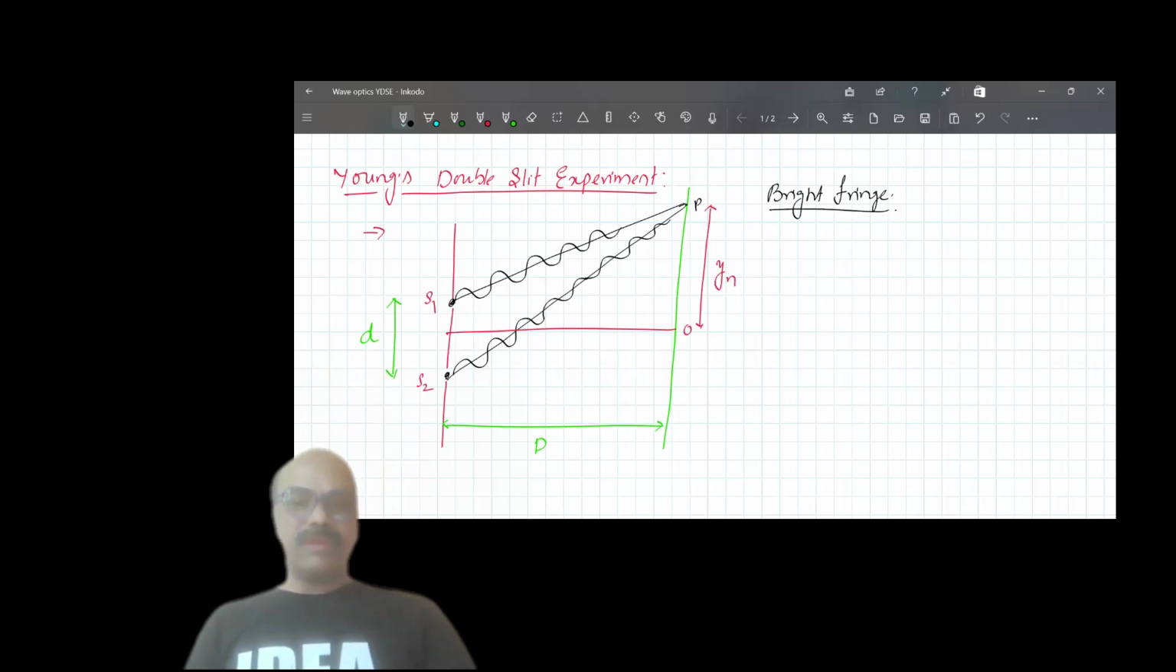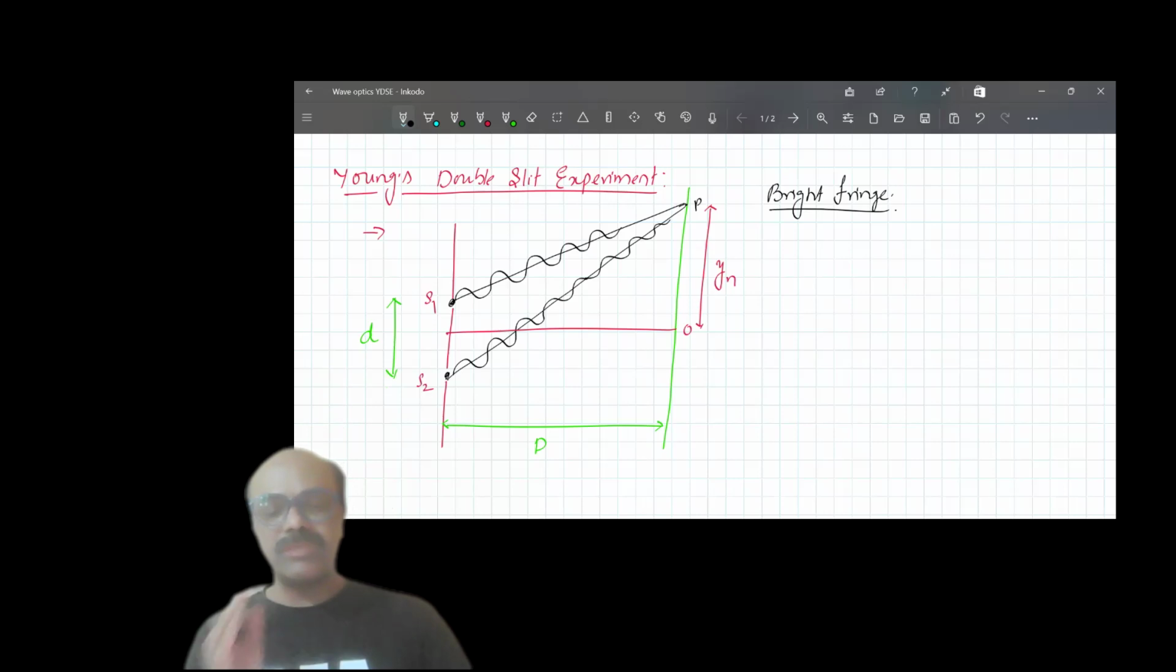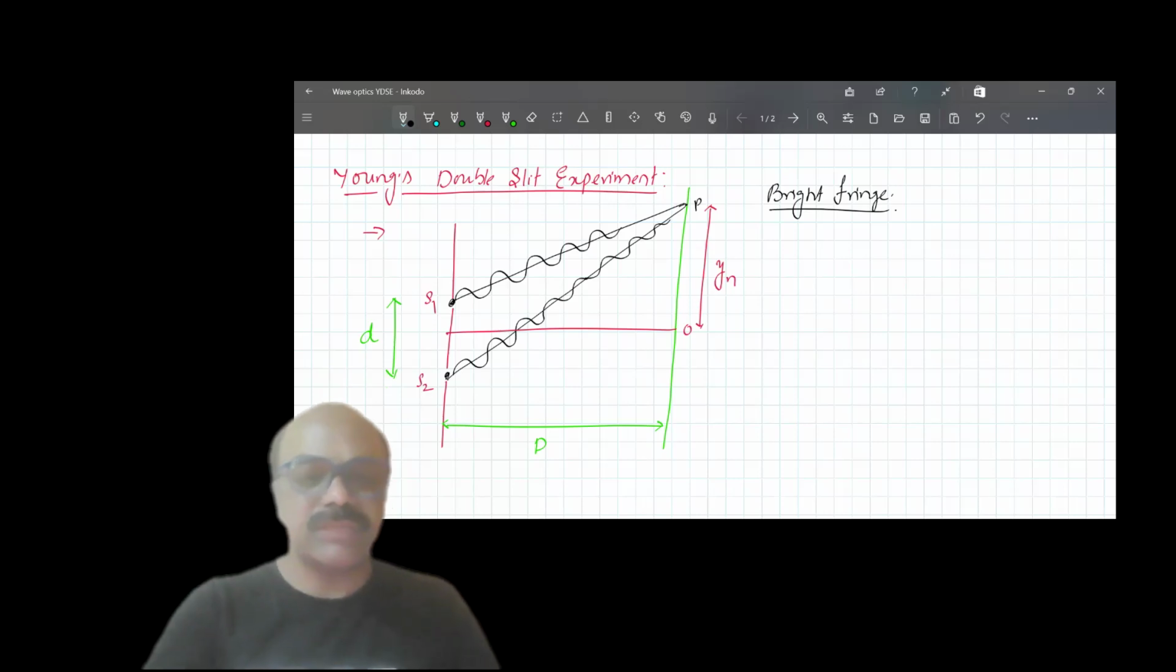A bright fringe means constructive interference. In waves, we know the crest and trough will come. The first wave crest overlaps with the second wave crest, or the first wave trough overlaps with the second wave trough. Like quantities superimpose on each other, and we get constructive interference. Constructive interference means the intensity of the light increases.